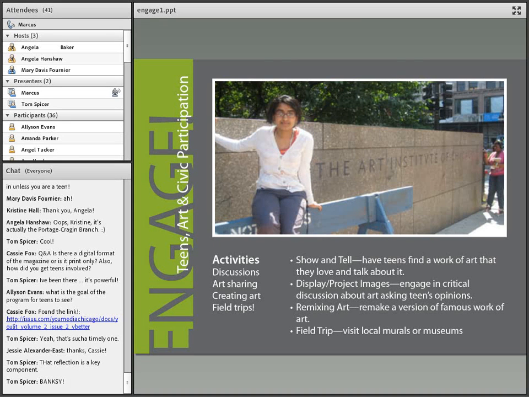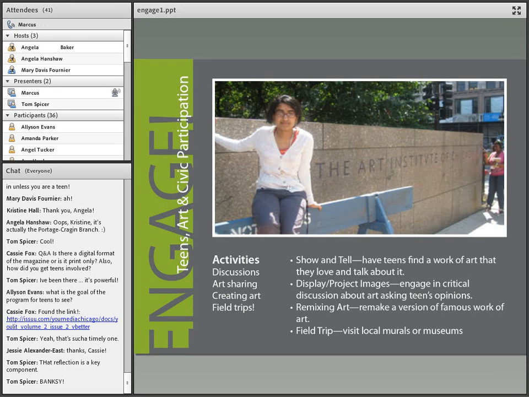And of course, we did remixing of art. I really liked Tom's images that the patrons did, and the displaying of their work. We did that as well. We offered an opportunity for our teens to reinterpret the art that they liked. So we had a remixing session where our teens took a famous work of art and put a spin on it on their own.